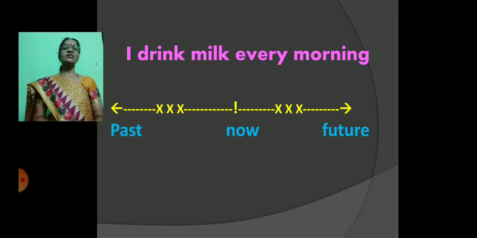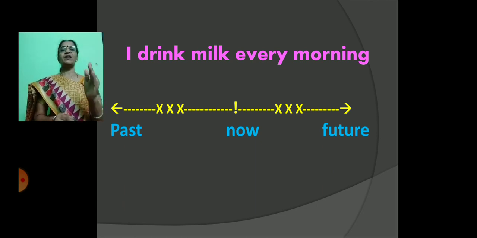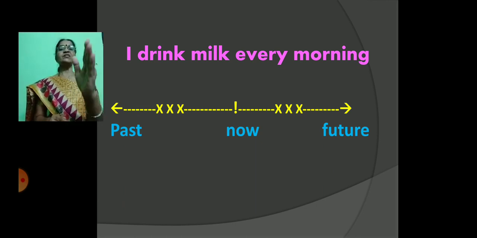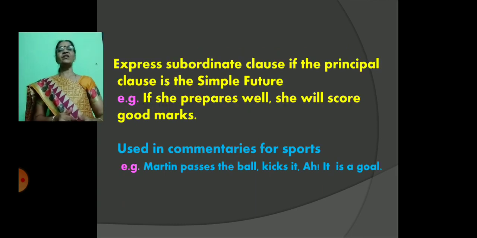Now you just see this slide over here. You can easily understand the simple present. I drink milk every morning. So you have got here in this figure the three forms: past, now, that is present, and then future. So the action is in the past, it is now, and it is in the future. So that is a habitual action. So let's go for the next use.